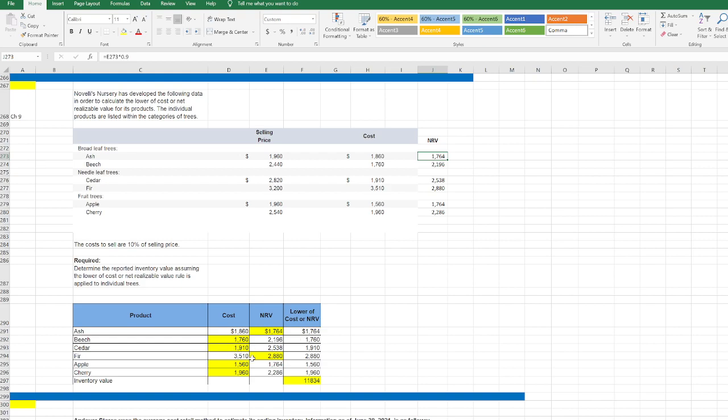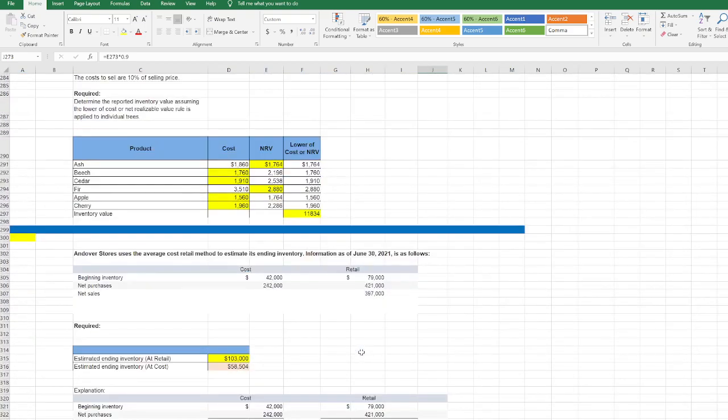For the beech and the cedar, we're going to take the cost. For the fir tree, we're going to take net realizable value. And for the apple and cherry, we're going to take the cost. And then we're just going to bring that over. So our lower of cost or market should be a total inventory value of 11,834. All right, let's keep moving on.